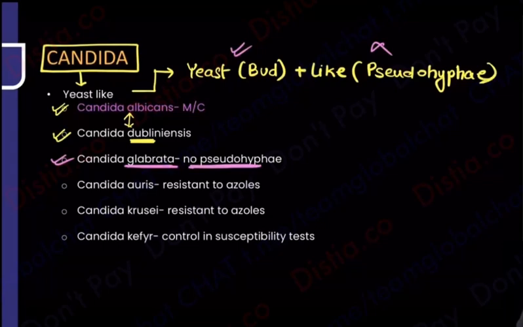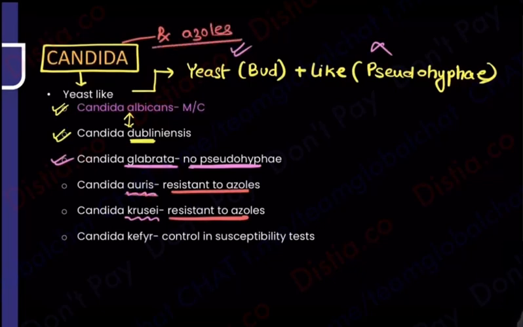Okay, next talk about Candida auris and Candida krusei. Candida auris and krusei are the ones which are resistant to azoles. Basically, for the treatment, we give azoles, but which are the ones which are resistant to azoles? So, auris is going to be resistant to the azoles, and we have krusei.